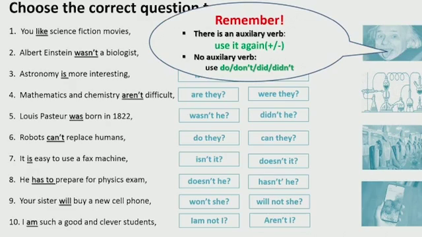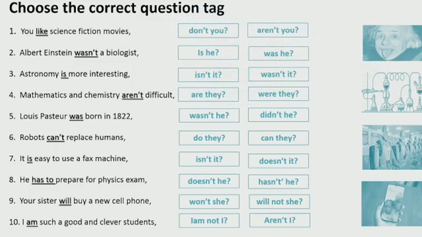When there is an auxiliary verb, I think you remember the auxiliary verbs, we use it again and we pay attention. If we have a positive statement, it should be negative. And the other way around, as I said. No auxiliary verb, we use do, don't, did, didn't. It depends. So let me help you with the first sentence. You see, you like. Do we have an auxiliary or we don't have an auxiliary? We don't have an auxiliary, so we must use do, don't, did or didn't. So take a minute to do this.